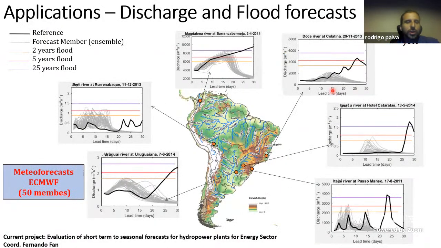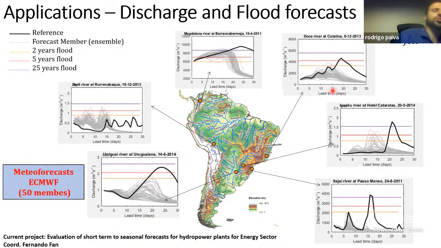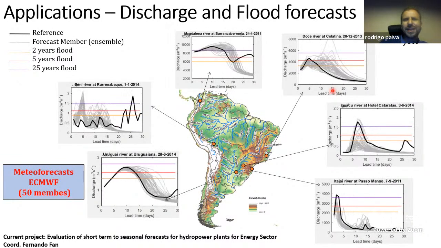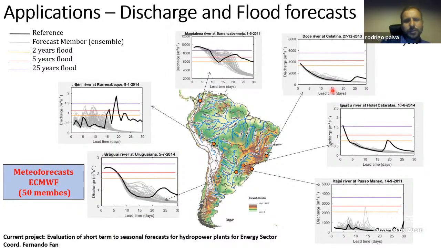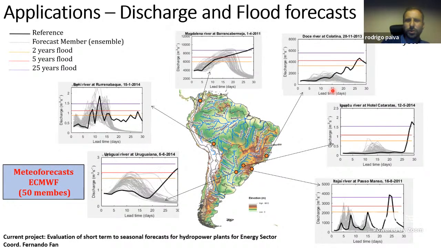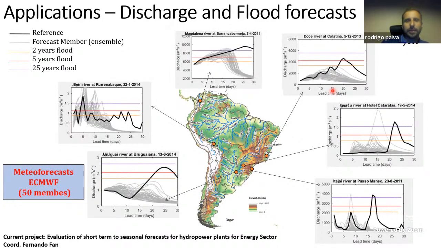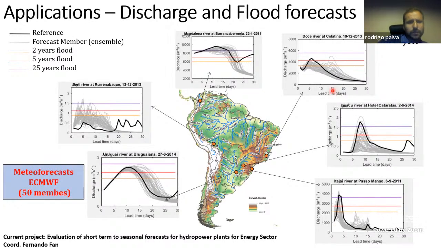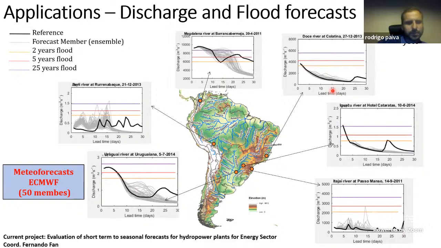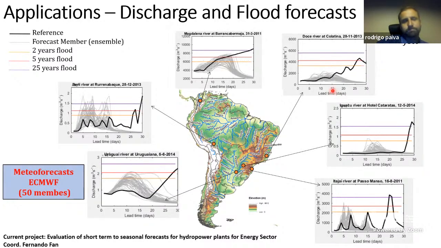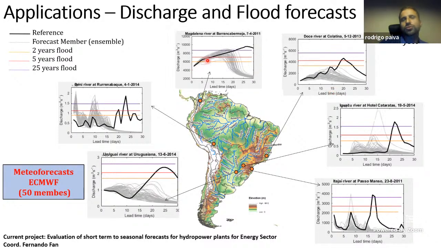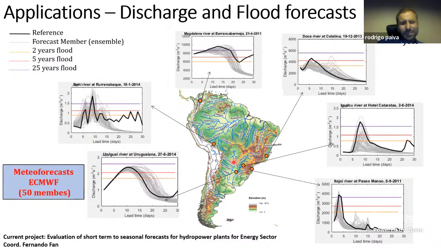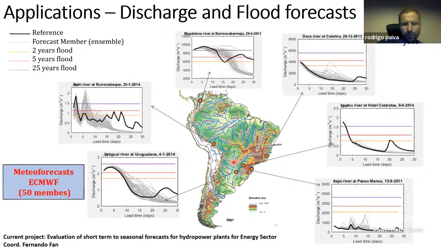And one way to adapt to these changes is using monitoring and forecast systems. There are already some efforts on evaluating how this model can be used, fed by weather forecasts, quantitative precipitation forecasts from different centers such as ECMWF. And these animations show you some demonstrations of forecasts for different rivers. This is not operational yet for South America, but there are several efforts on evaluating that.